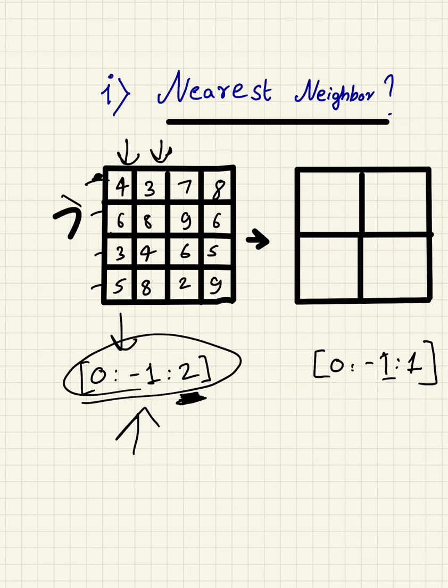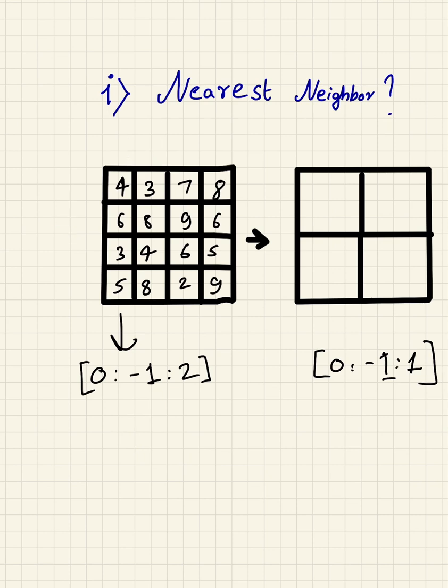But what about bilinear interpolation for downsampling? If people want to know, then please comment and I'll talk about it in the next video.